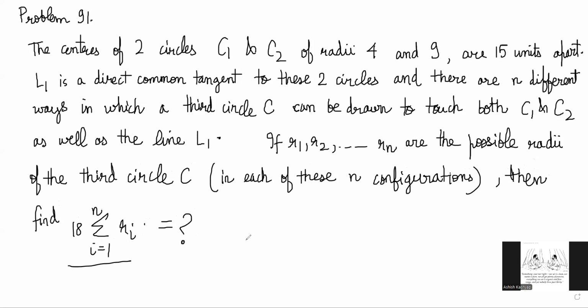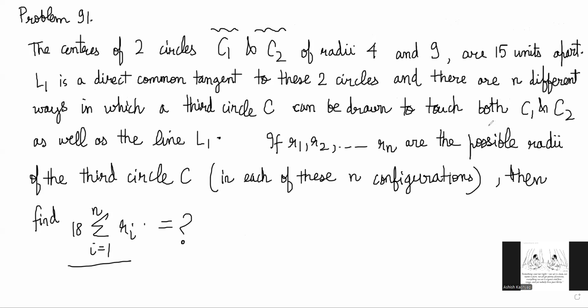Okay, so let's think about the problem. The statement of the problem is non-standard. You might not have seen something like this. So centers of two circles C1 and C2, these circles have radius 4 and 9, and the centers are 15 units apart. Okay, so that is standard information. L1 is a direct common tangent to these two circles. And there are n different ways in which a third circle can be drawn to touch both C1 and C2 as well as the line L1.